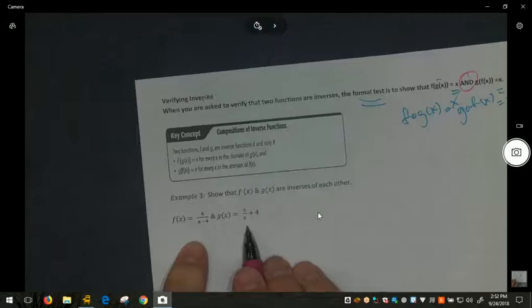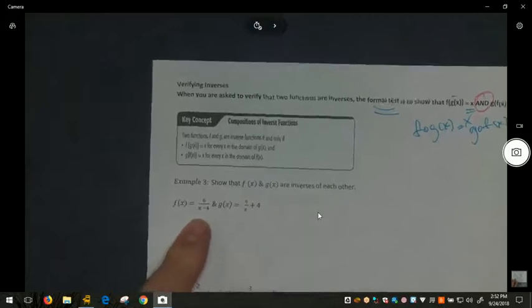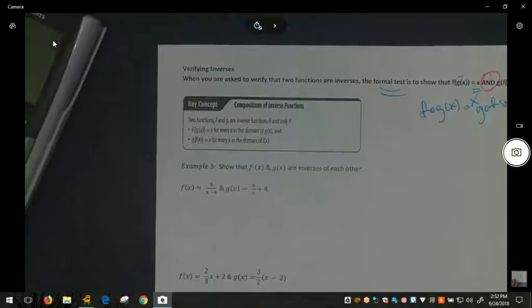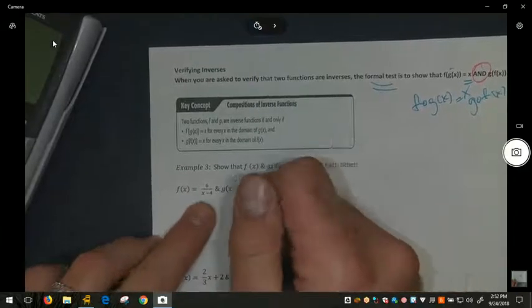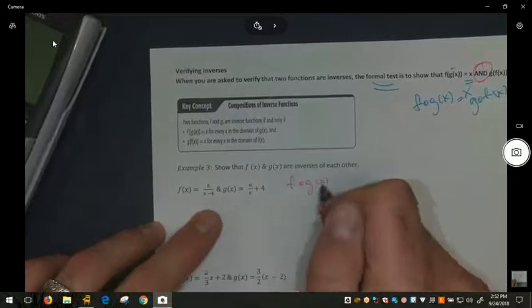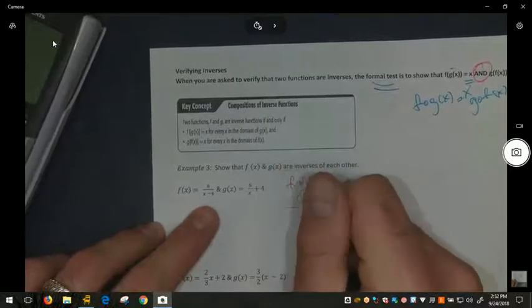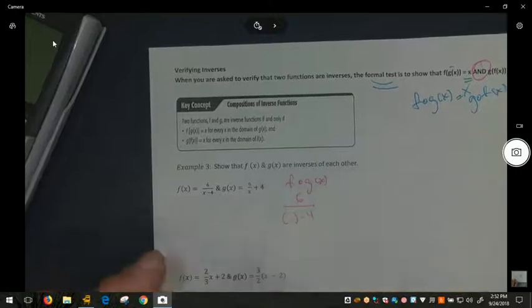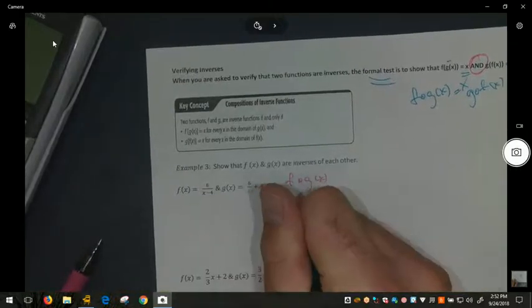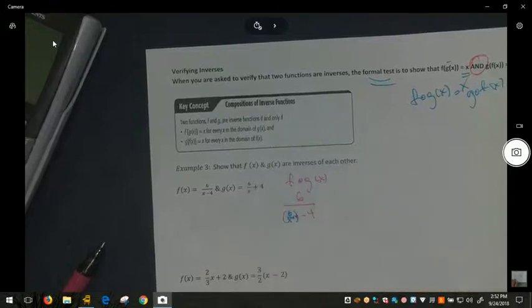So let's test these two. They kind of look like they might be inverses, but they kind of look like they might not be, given what we know about how to solve for inverses. So let's see if they are. We're going to start with f of g of x. So I'm going to plug g into f. So f is 6 over x minus 4. And into that x, we're plugging in the 6 over x plus 4.